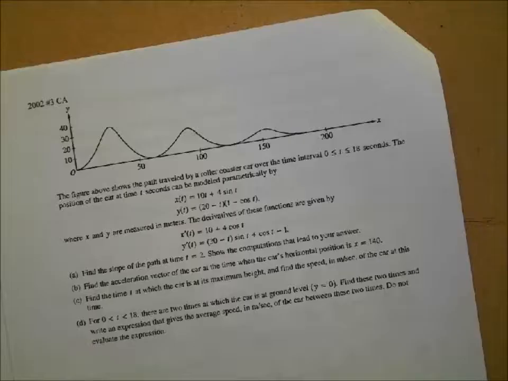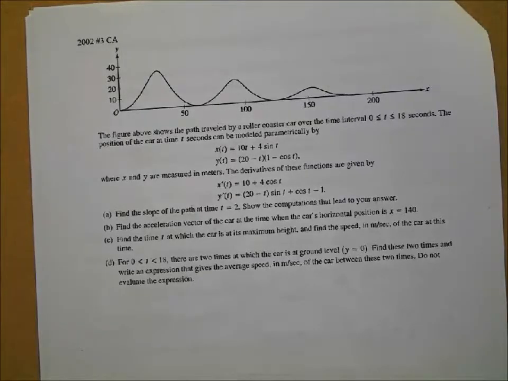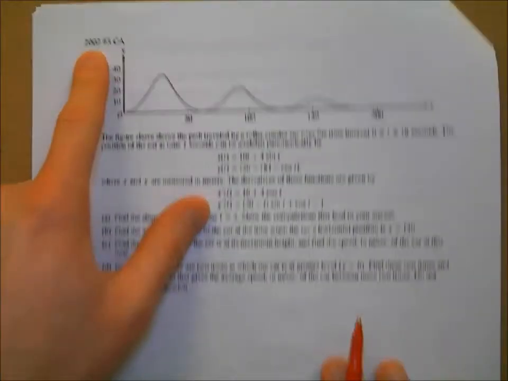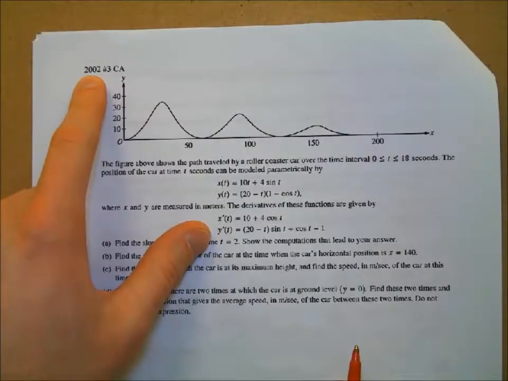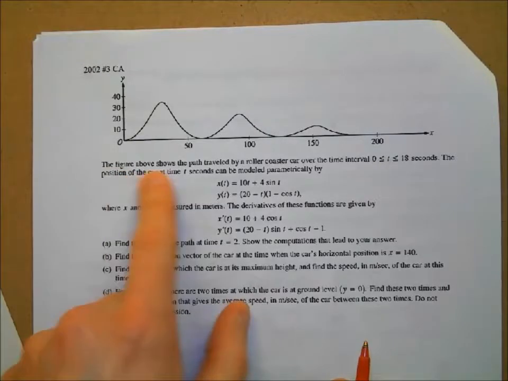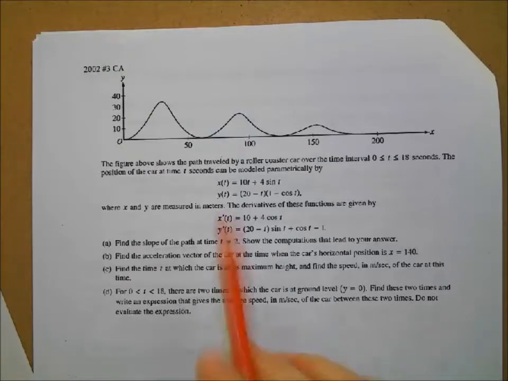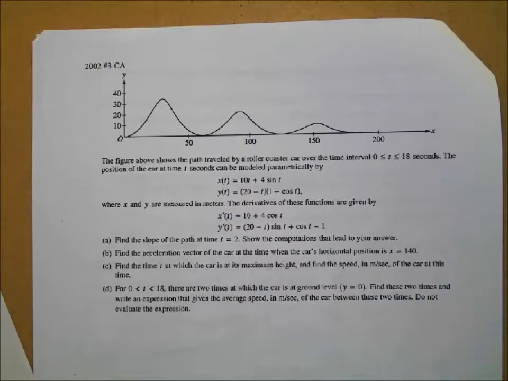All right, last one here we're going to do. This is from the 2002 AP Calculus test, number 3, and this is also calculator active. The figure above shows the path traveled by a roller coaster car over the time interval 0 less than or equal to t less than or equal to 18 seconds. The position of the car at time t seconds can be modeled parametrically by x of t is this, y of t is that, where x and y are measured in meters.